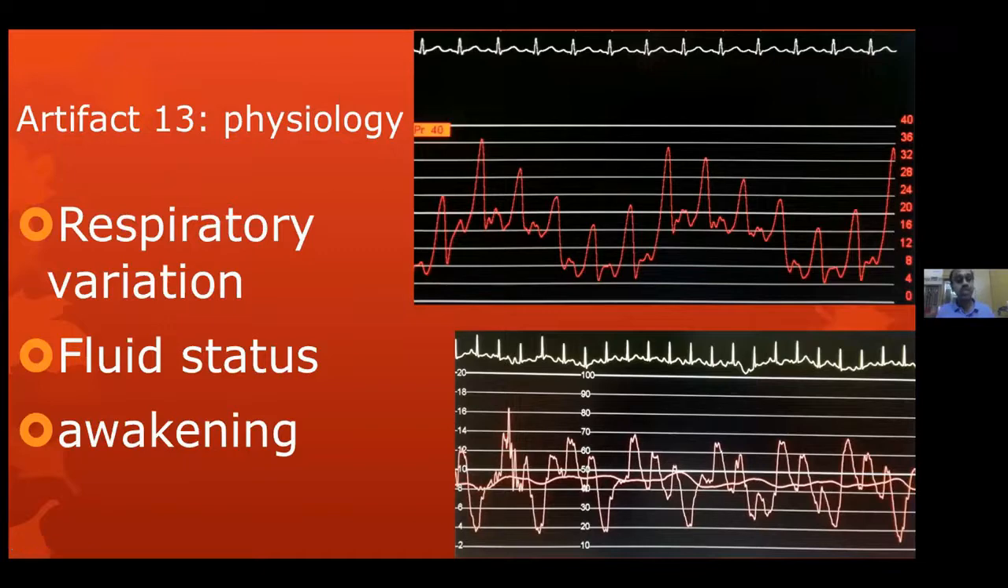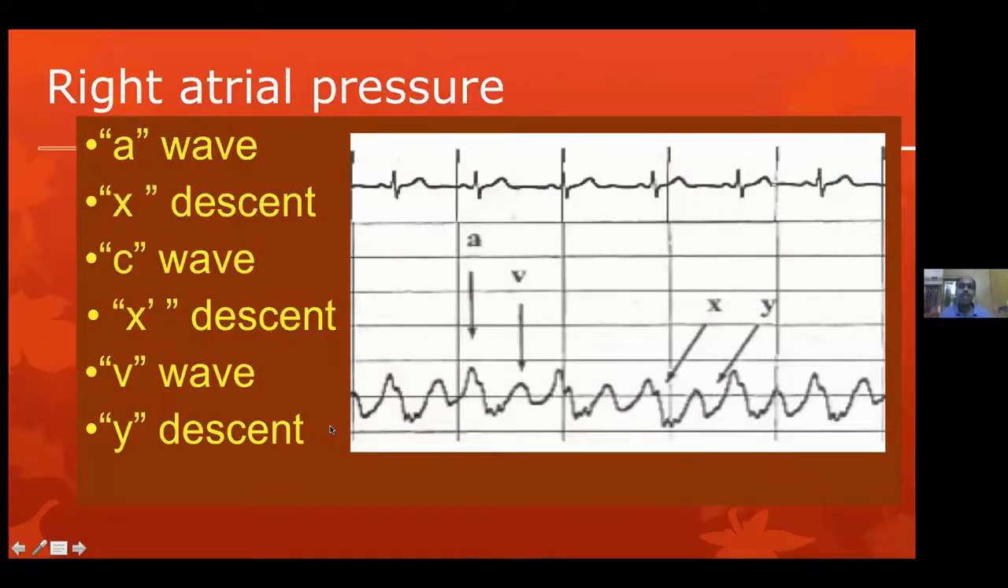Something that is physiology is also an artifact. Respiratory variation, marked respiratory variation, is an artifact. A sudden awakening of the child: the child awakens and just subtly moves, and you get a bizarre waveform. The child moves and then quietens and sleeps. Fluid status: you accidentally give more fluid or less fluid. These are all physiological artifacts. Now we will enter into the pressures.